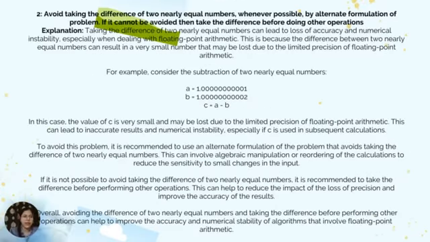The second statement is also true. Taking the difference of two nearly equal numbers can lead to loss of accuracy and numerical instability, especially when dealing with floating point arithmetic. This is because the difference between two nearly equal numbers can result in a very small number that may be lost due to the limited precision of floating point arithmetic.